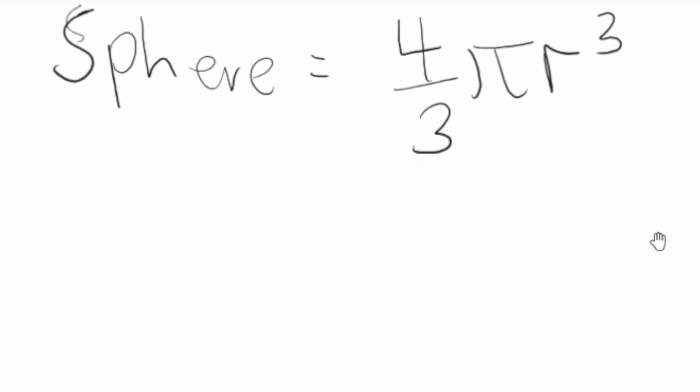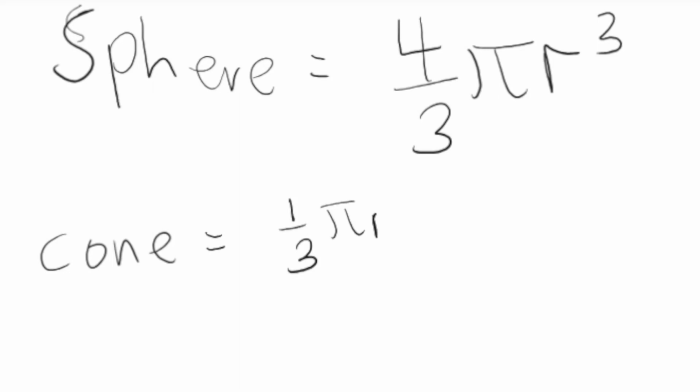So I can write the cone here. Volume of a cone is going to be 1/3 pi r squared h. 1/3 pi r squared h.